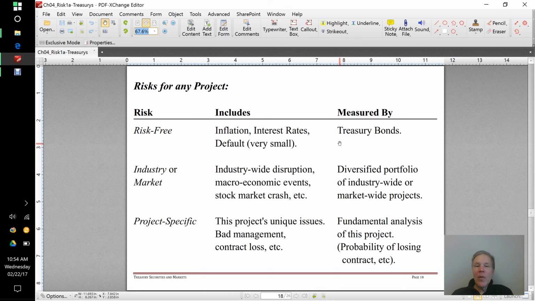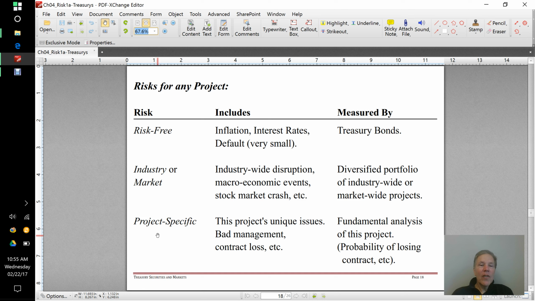Industry or market risk means we're looking at potential industry-wide disruptions. You can think of this as a recession in a certain industry or a disruption in an industry that is causing legacy players to go bankrupt, something like that. Also, macroeconomic events, a full-blown recession, a stock market crash, something like that. We're going to measure this by looking at a diversified portfolio of industry-wide or market-wide projects, and we'll get to the hows and whys of that in the next chapter.